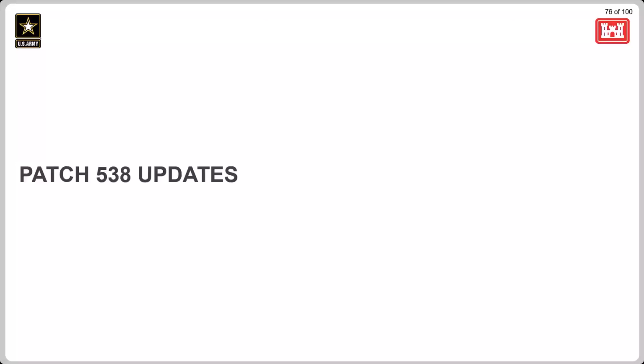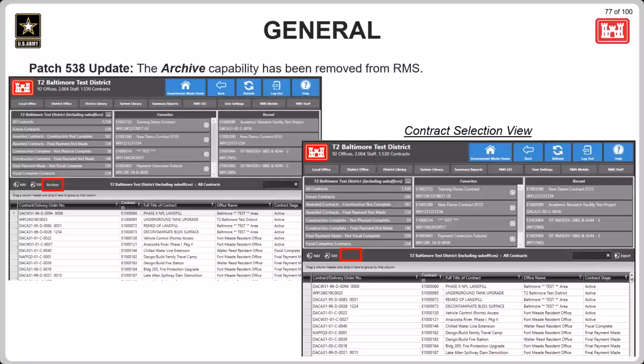Now, moving on to our last patch release updates to review. This is our most recent one for patch 538, which was just released a couple days ago. First up, the archive contracts capability was removed in preparation for some folder structure updates that are going to be made to RMS. This is going to be removed temporarily and will be restored later in another patch, though.